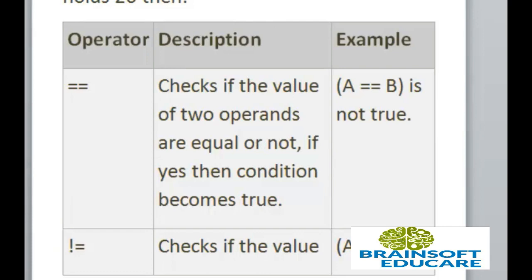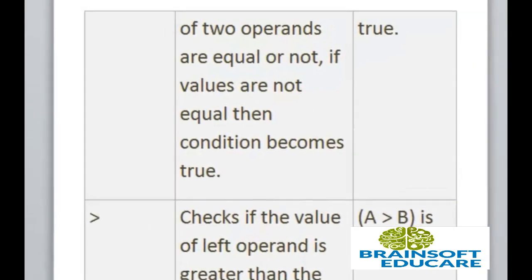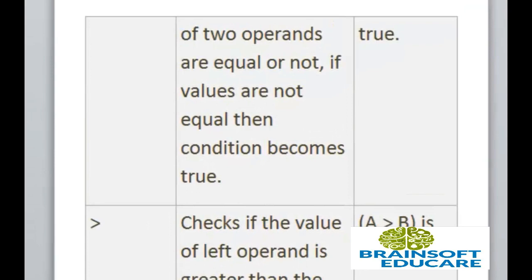Next, the comparison operators. These are the following comparison operators supported by JavaScript language. Double equal to. It checks if the values of two operands are equal or not. If yes, then the condition becomes true. Not equal to. It checks if the values of two operands are equal or not. If the values are not equal, then the condition becomes true.